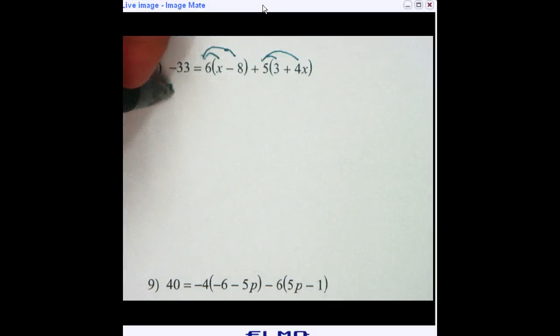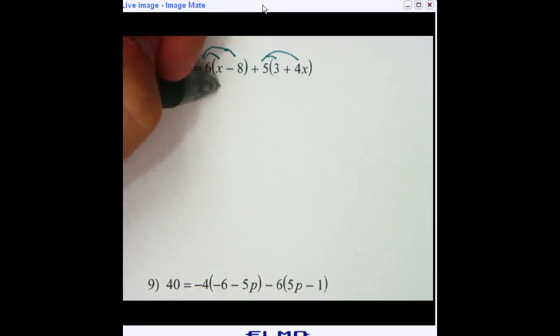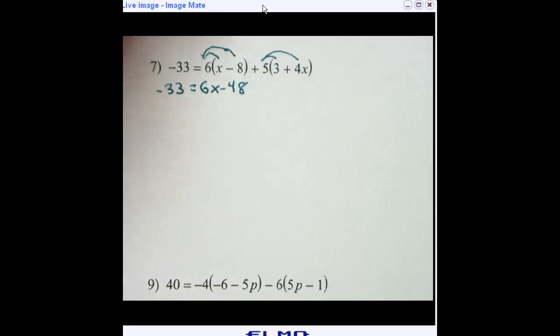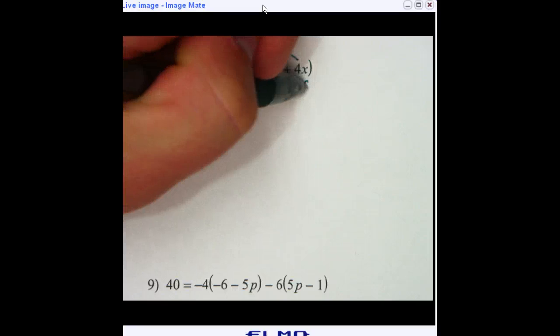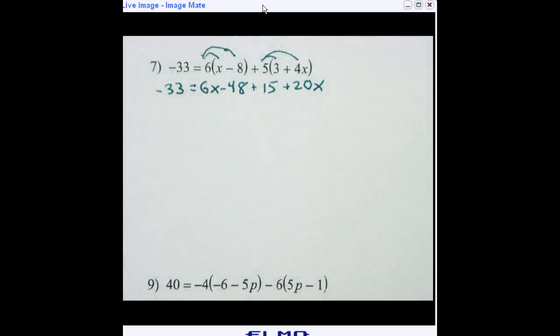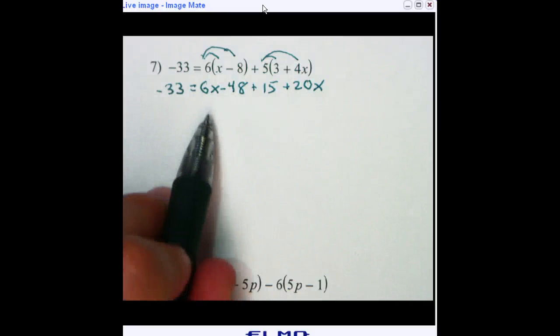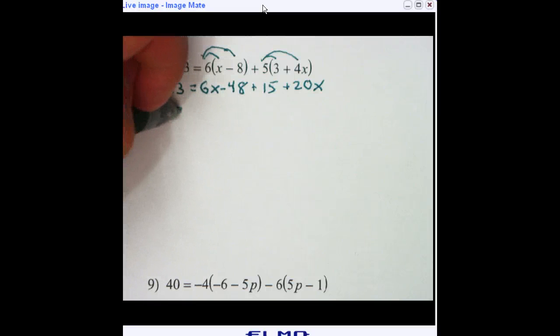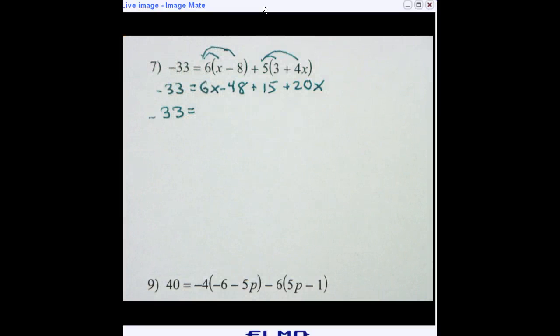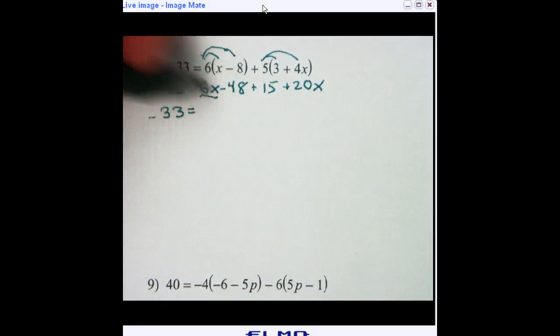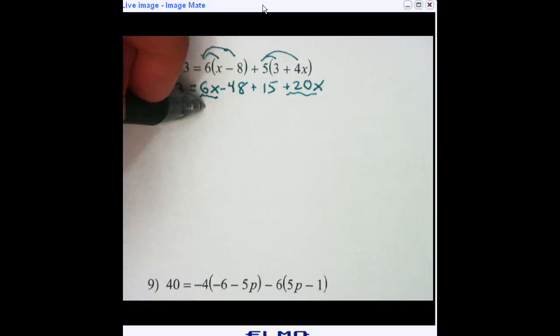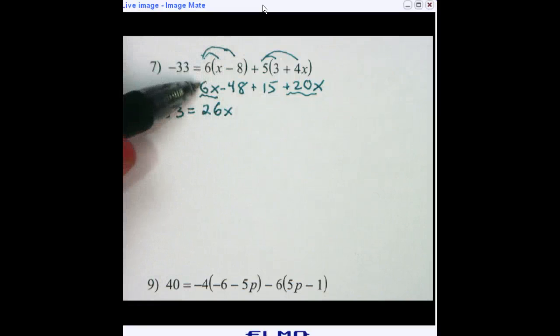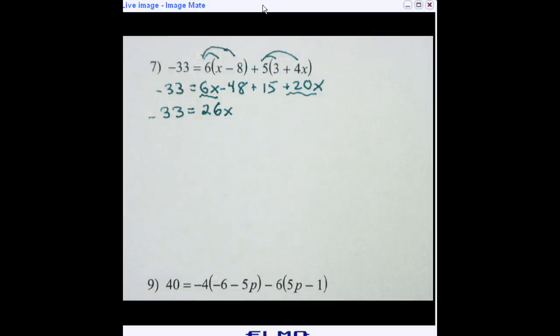Just a reminder, distribute everything at one time. And a very common mistake is, at this point, to start adding and subtracting to both sides. As long as you have variables and numbers on the same side, you don't want to add and subtract to both sides. You just combine them. You just take 6x and 20x, and you get 26x. Notice how I didn't do minus 6x and minus 6x, because they're on the same side. And that's one of the common mistakes we see.